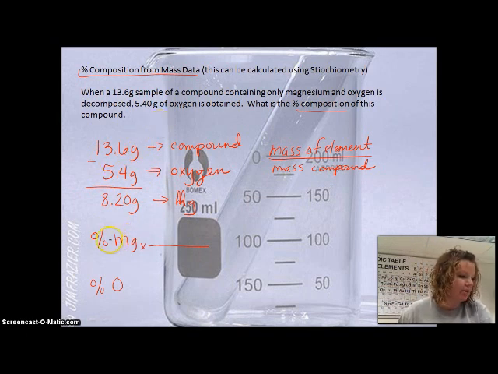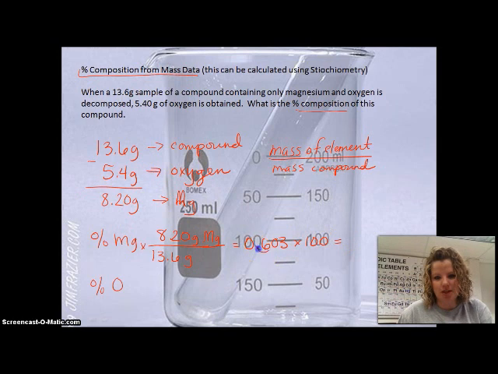Okay, so the mass of the compound goes on bottom. So we know that's 13.6 grams. And the mass of magnesium goes on top. So we do 8.20 grams of magnesium on top. And if we divide that out, we get 0.603, times that by 100 to get a percent. So that moves the decimal over 2 times, so we get 60.3%.